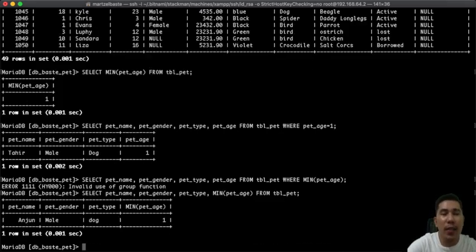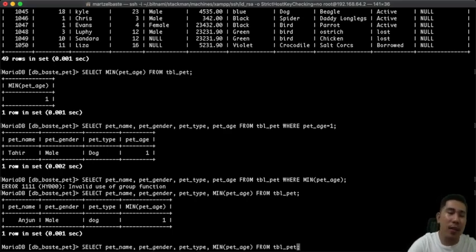So this one seems to be okay. It's working. I mean, it's working. But to think that if you're going to notice, the name of that pet should be Tahir and its gender is male, though they are both dog, male. But notice that the name is actually Anjun.